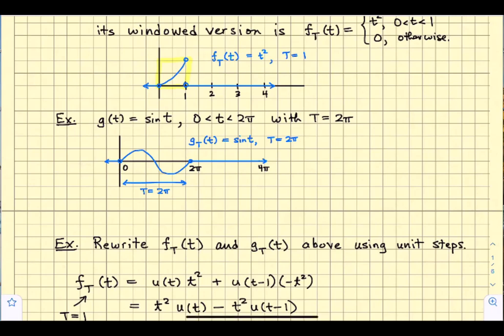So one of our goals here is we eventually want to Laplace transform these, because eventually these could be the forcing functions that appear in the right-hand side of our differential equations. So in order to do that, we want to represent both the windowed version and the regular function, most importantly the windowed version. We want to represent the windowed version in terms of unit steps.